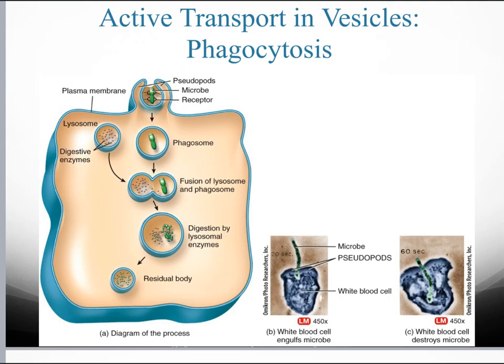Next is phagocytosis. So what happens? We find this little microbe that will be gobbled up with these pseudopods, these little fake arms that reach out and form a phagosome. Once that phagosome is within the cell, a lysosome will attach, forming a phagolysosome, a fusion of the lysosome and the phagosome. Once in there, those digestive enzymes will digest that microbe or bacteria and form a residual body, at which point this will most likely be kicked out through exocytosis.